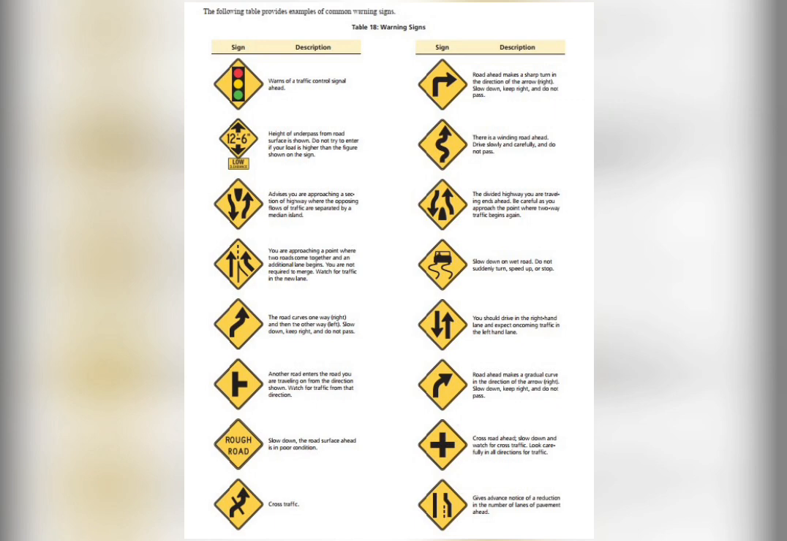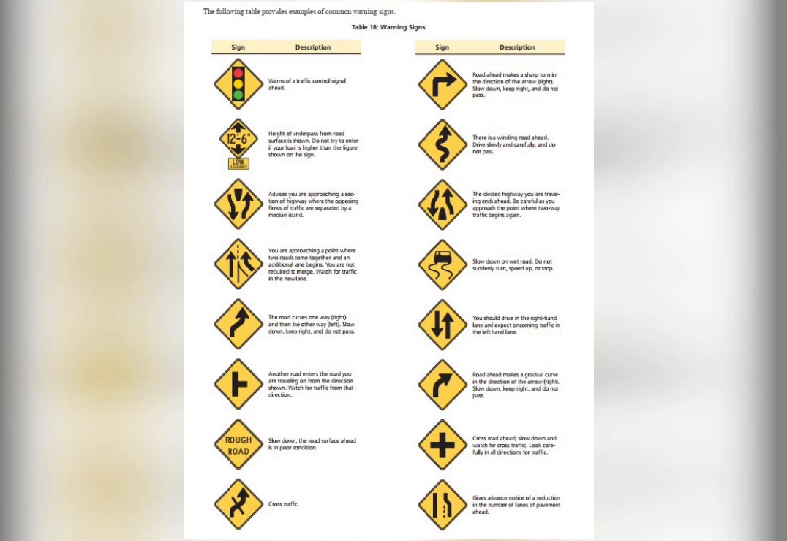Slow down on wet road. Do not suddenly turn, speed up, or stop. You should drive in the right-hand lane and expect oncoming traffic in the left-hand lane. Road ahead makes a gradual curve in the direction of the arrow, right? Slow down, keep right, and do not pass.